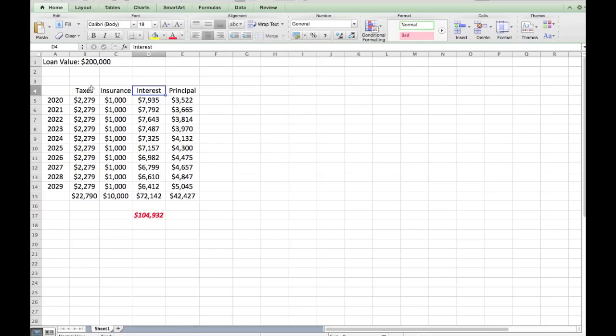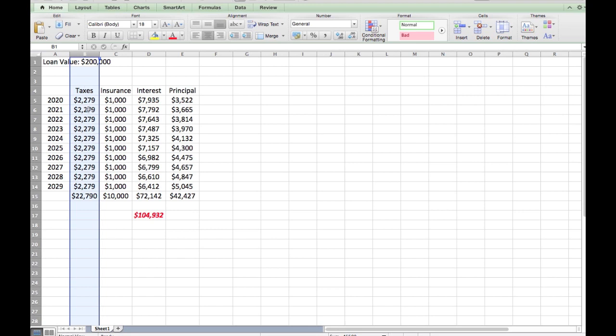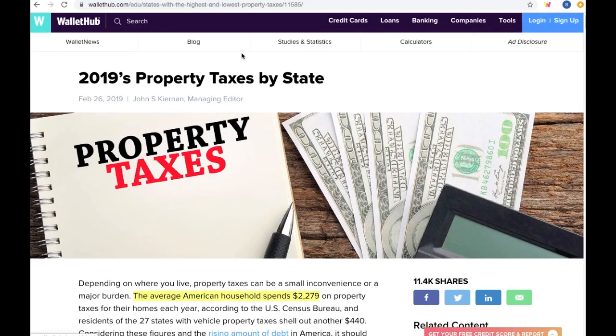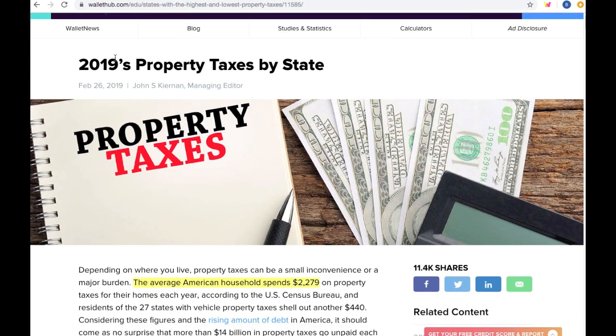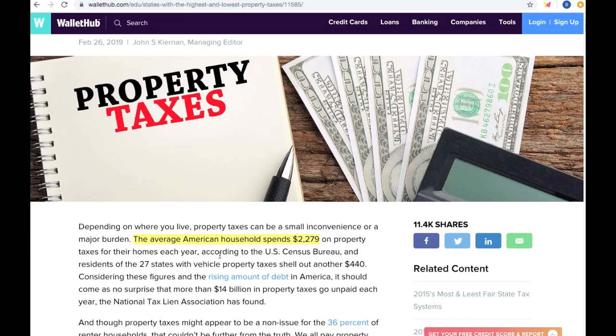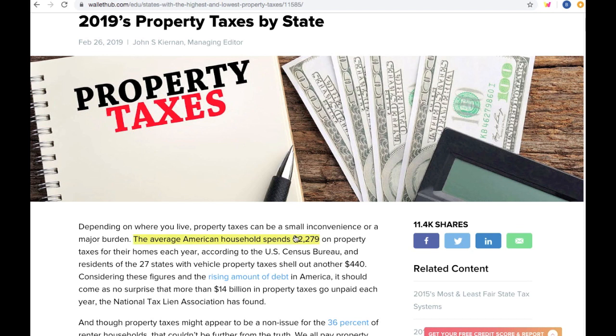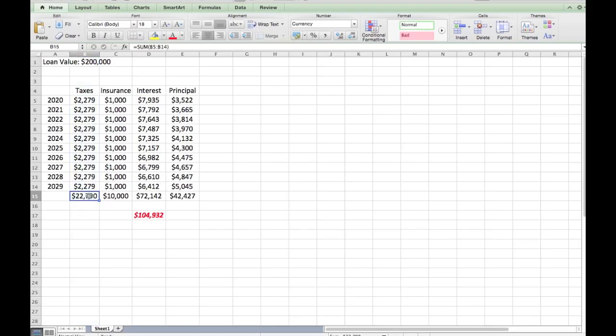So, looking at the spreadsheet, we'll take a look at some expenses here. One is the property tax, and I have a value of $2,279 for this payment based on this article here. Now, I don't know if the Wallet Hub is reputable, but this seemed acceptable in my opinion. They say 2279, so be it. I'll plug that number in. And we can see here at the end of 10 years, our homeowner has paid $22,790.